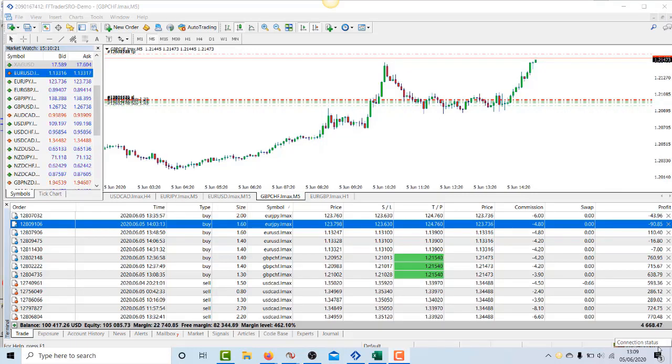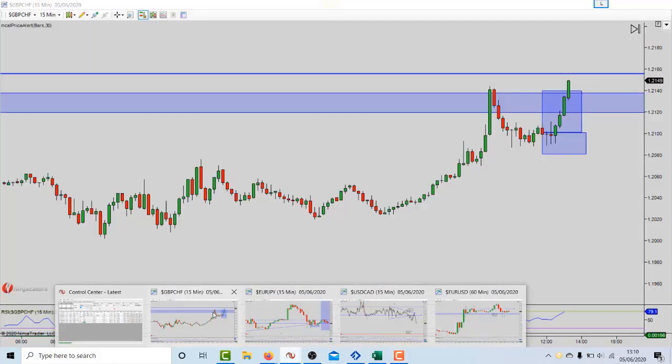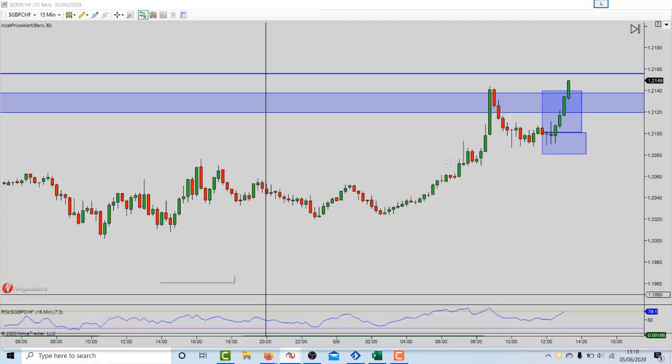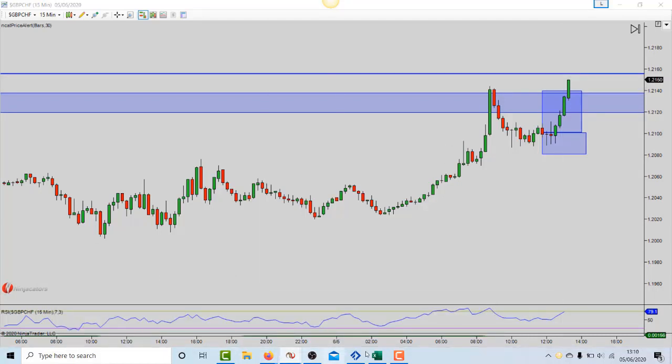Welcome back, guys, and just to show you now that we have hit first targets on the pound Swissy, I've gone ahead here and moved to break even, just waiting for those secondary targets to get hit. Secondary targets are at this line.